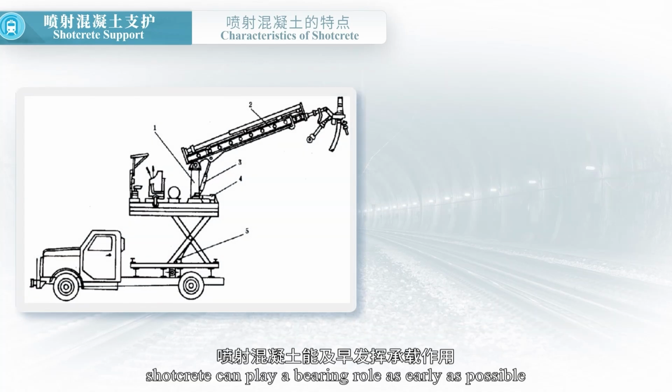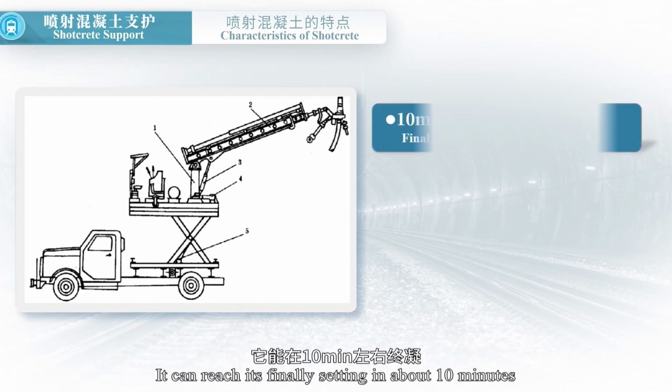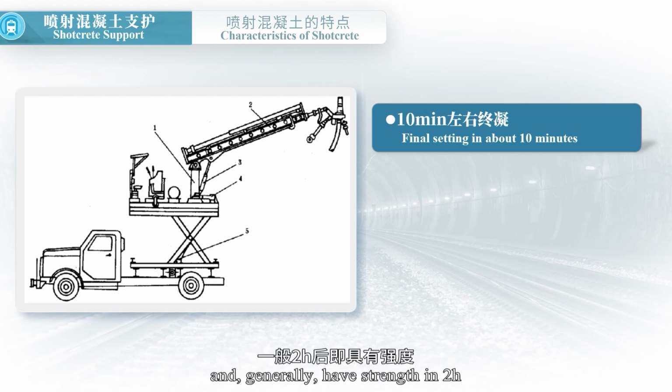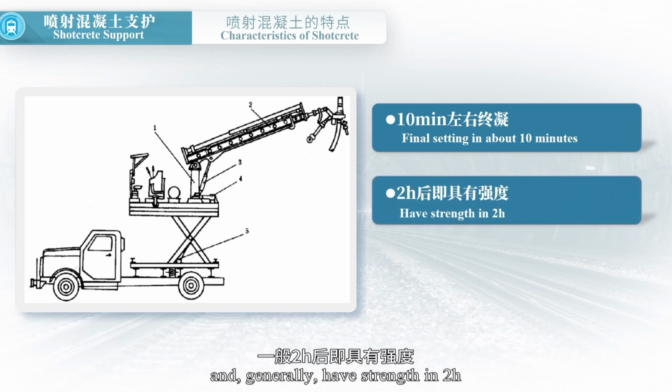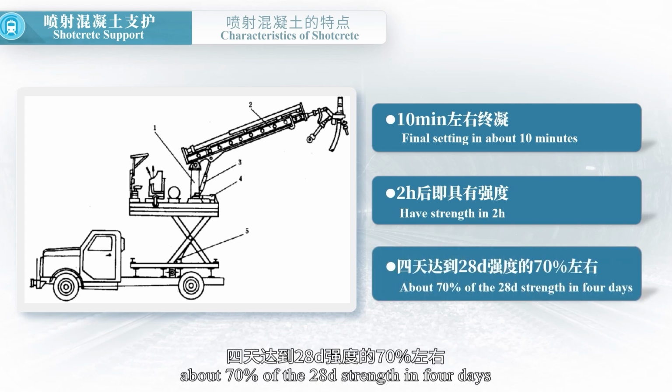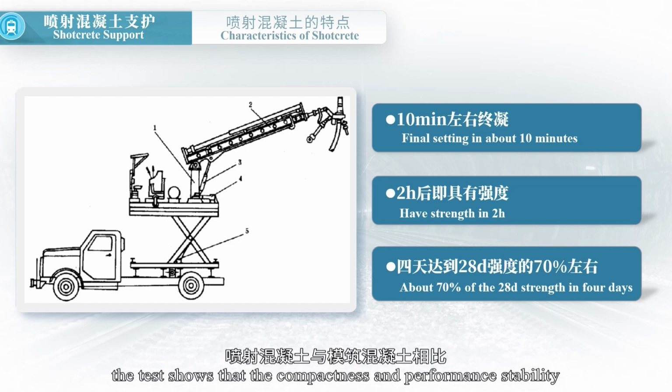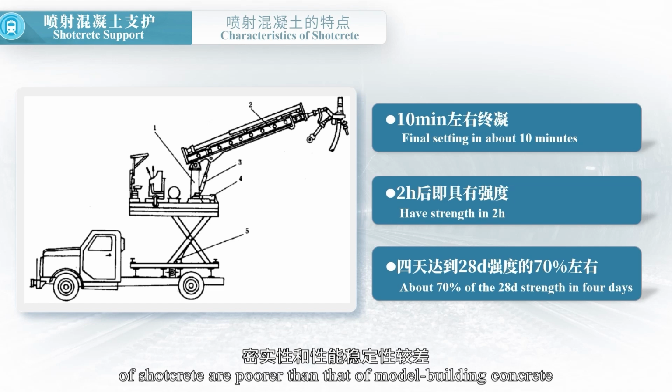In addition, Shotcrete can play a bearing role as early as possible. It can reach its final setting in about 10 minutes and generally have strength in 2 hours. Its strength can reach 2 MPa in 8 hours, 5 MPa in 16 hours, 7 to 8 MPa in 1 day, about 70% of the 28D strength in 4 days. However, the test shows that the compactness and performance stability of Shotcrete are poorer than that of model building concrete.